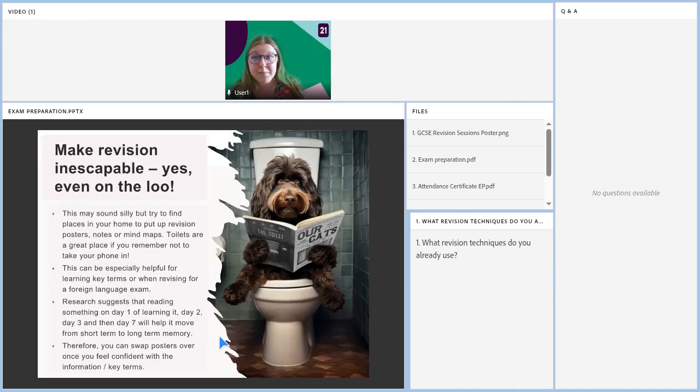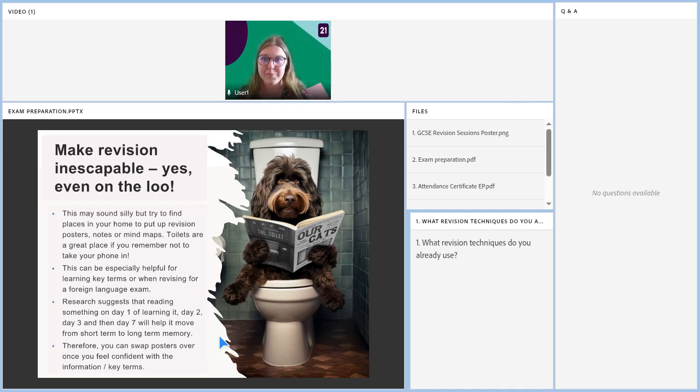Like the toilet, for example. I don't know where you might want to keep your revision posters. For me, this is what worked. Sorry if this is too much information, you guys, for a Tuesday afternoon. But when I was studying for my GCSEs and A-levels, we lived in a terraced house, me and my family growing up. And we had an under the stairs toilet. So it literally was a toilet and a sink underneath the staircase. And when you sat in it, the ceiling was like that.